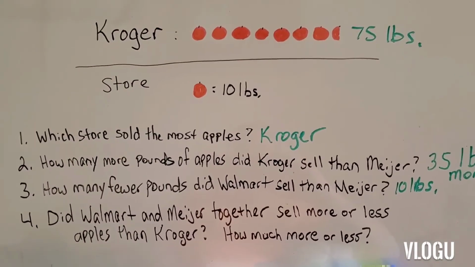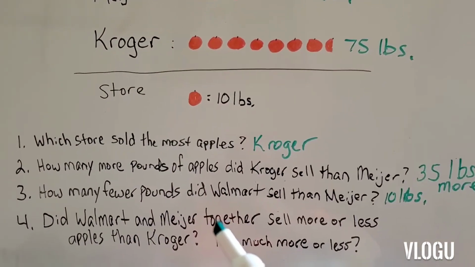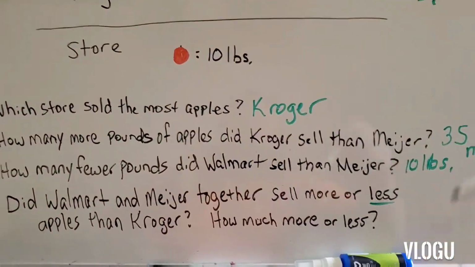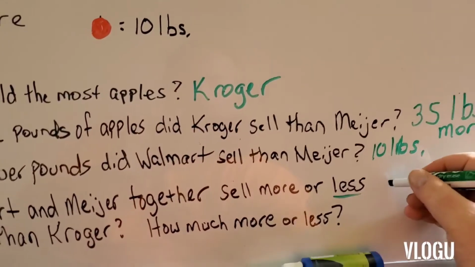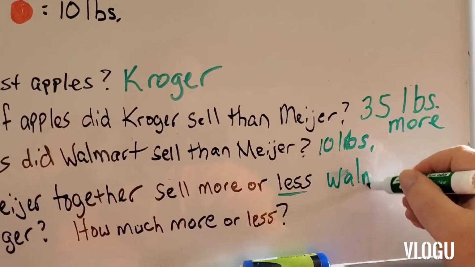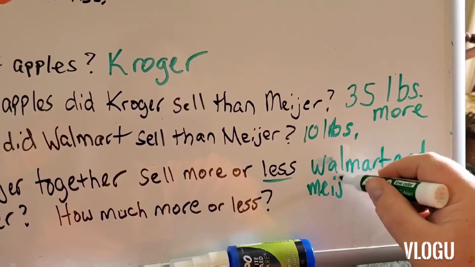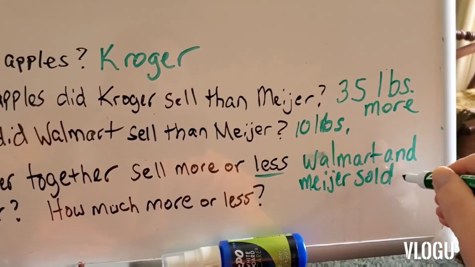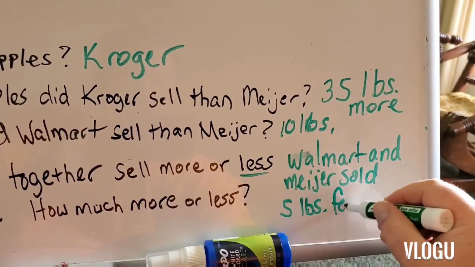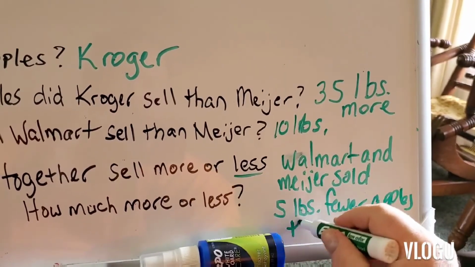What's the question asking? It's asking, did Walmart and Meijer together sell more or less? They sold less. How much more or less? Walmart and Meijer sold 5 pounds fewer apples than Kroger.